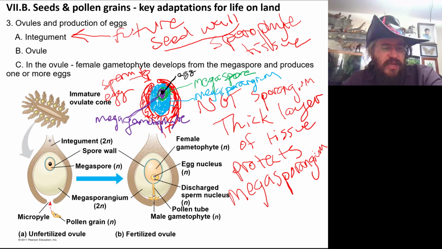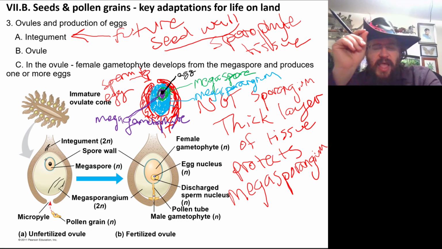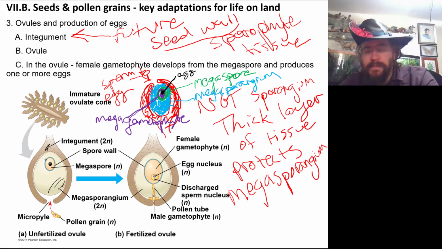Anyway, so we have the integument layer. We have the megasporangium. We have the megaspore, which has a little teeny spore wall, still one cell thick. Then we have our megaspore internals. And then we have the megagametophyte with the egg. And that megagametophyte is highly reduced. Highly reduced. Okay.